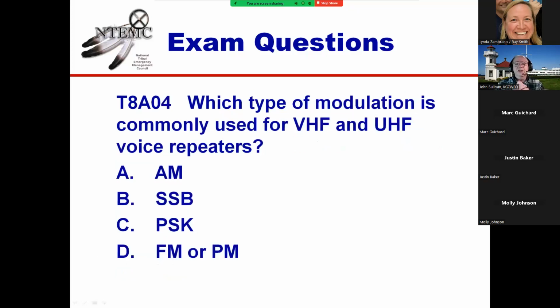What type of modulation is commonly used for VHF and UHF voice repeaters? So the repeaters that you use with your handheld, your HT, they are not going to be AM or single sideband. They are going to be FM.